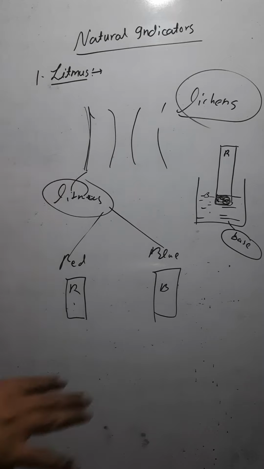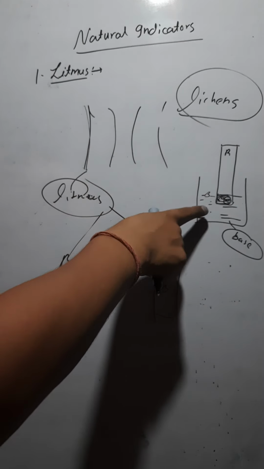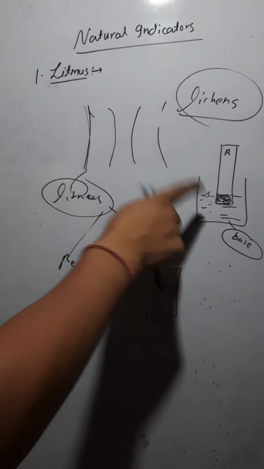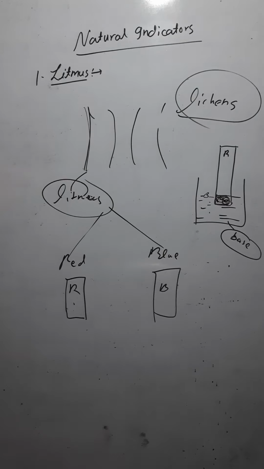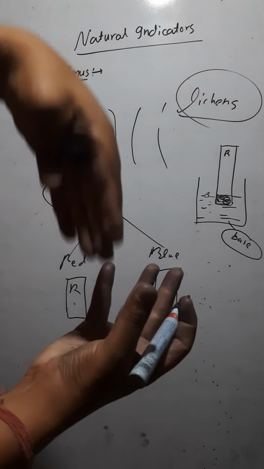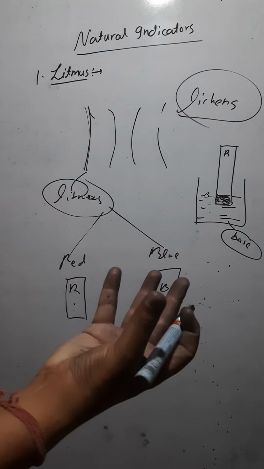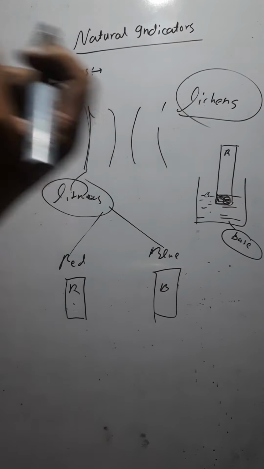Every time you dip red litmus paper in a basic solution, the red litmus paper would turn blue. So if you have a solution and you dip the red litmus paper there, and it turns blue, then you would say that the given solution is a basic solution.